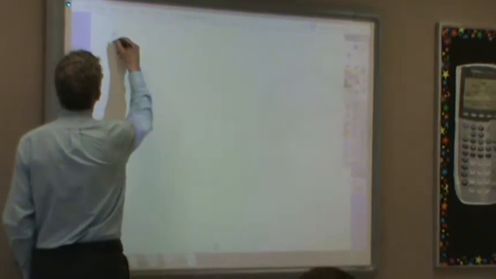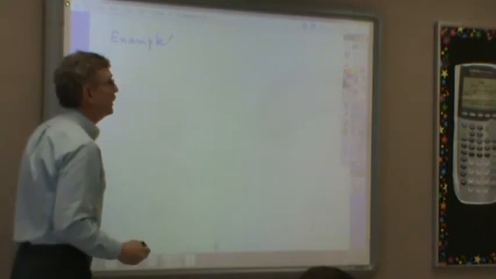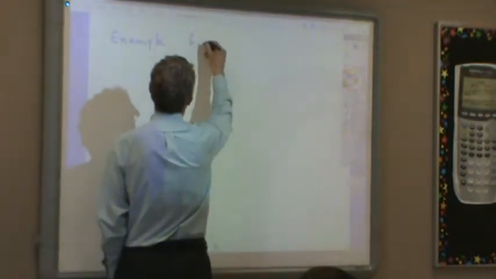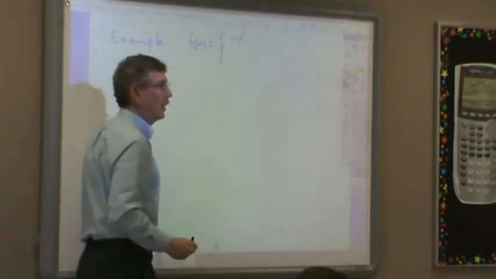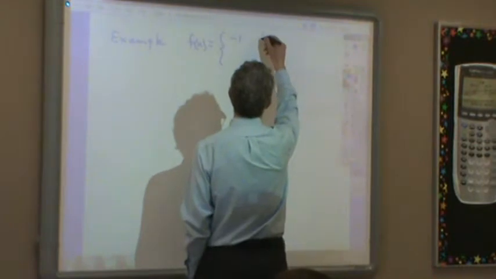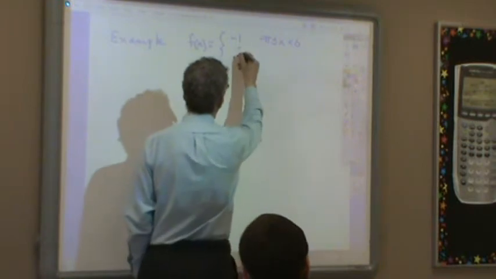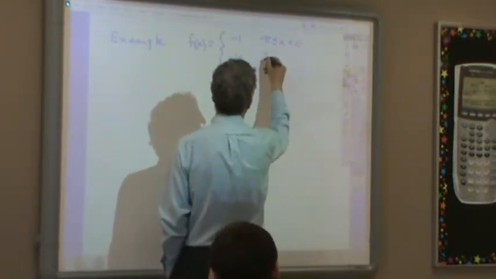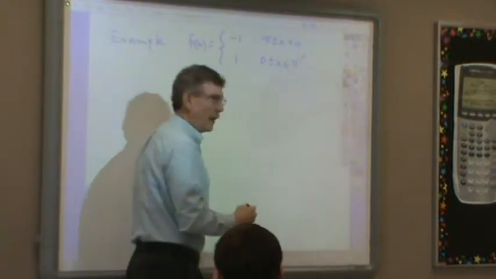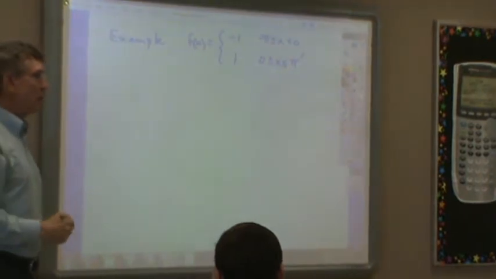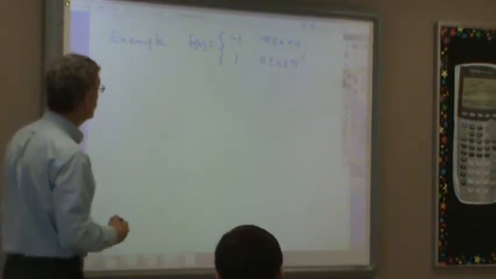So here's our example. We're going to look at f of x is -1 on the interval minus pi to 0. And it's 1 on the interval 0 to pi. You've probably seen functions written like this, piecewise functions they're called. Does this look vaguely familiar? Okay, so can you picture what this function looks like?